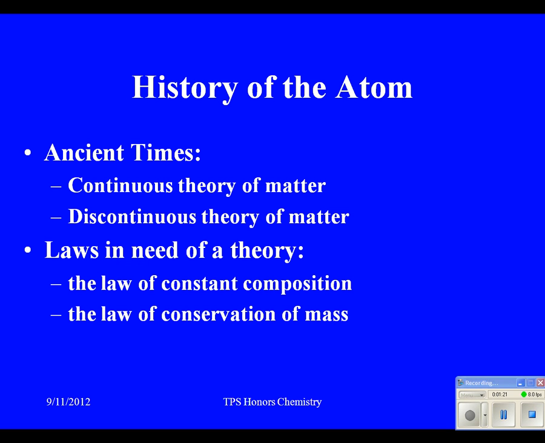So first was the law of constant composition, which said that if you took a sample of water, it didn't matter where you got the water from, as long as it was pure water, or the amount of water, the composition of hydrogen and oxygen would be exactly the same. The other one was the law of conservation of mass. It said that in any ordinary chemical or physical change, the mass was conserved. The mass didn't change. So these laws were in need of a theory.